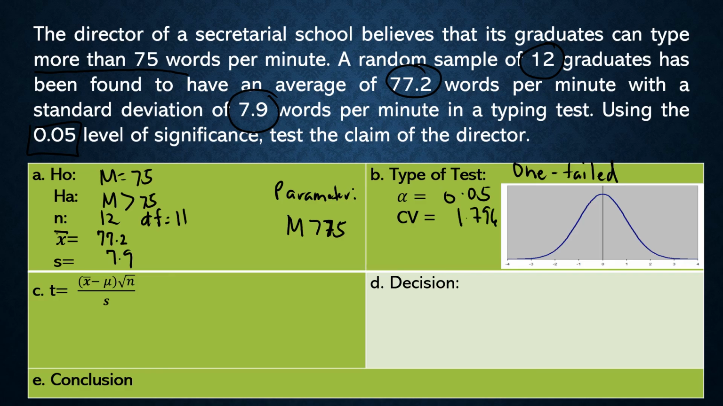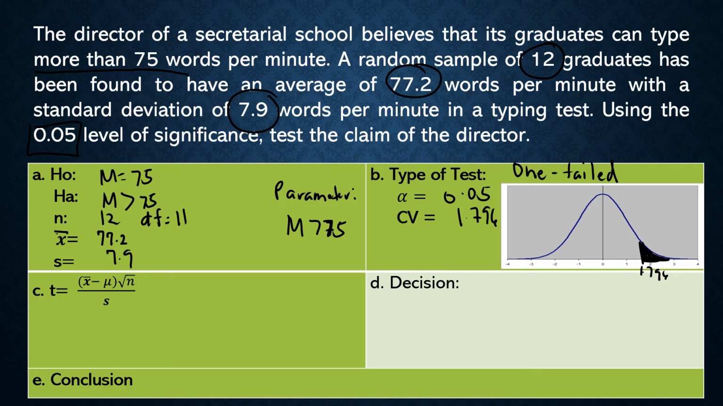So what sign are we going to use? We're going to use positive. Why? Because our alternative hypothesis is greater than. Take note, if it is greater than, the critical value is positive. If it is less than, the critical value is negative. And if it is not equal, the critical value is positive and negative. Now, we have positive 1.796, so it will fall here. And let's now draw the critical region.